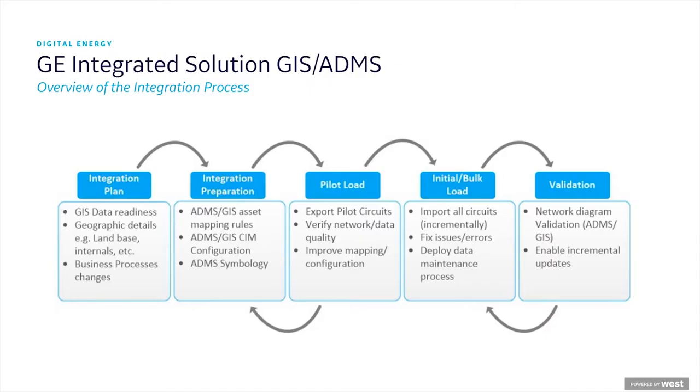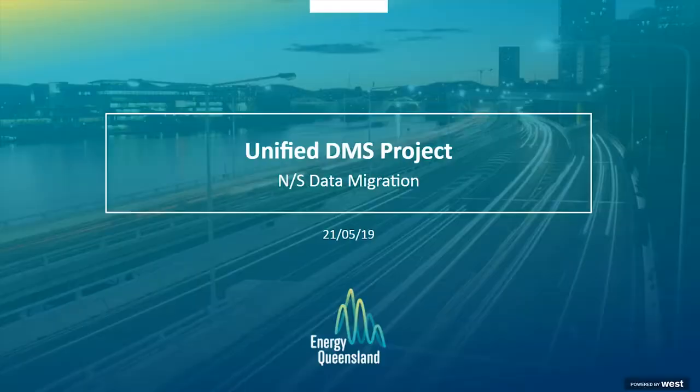Now, depending on the size of the network being loaded, the final validation stage can either occur after the circuits are loaded or kicked off in parallel with the bulk load. Finally, once utility is content with the results of the circuits being loaded or the entire load has been completed, the incremental updates from the GIS to ADMS can be enabled.